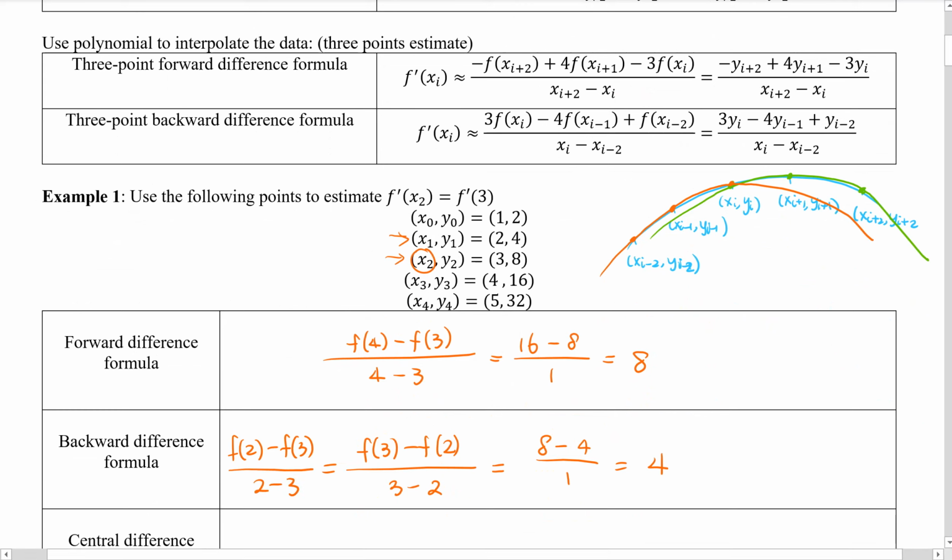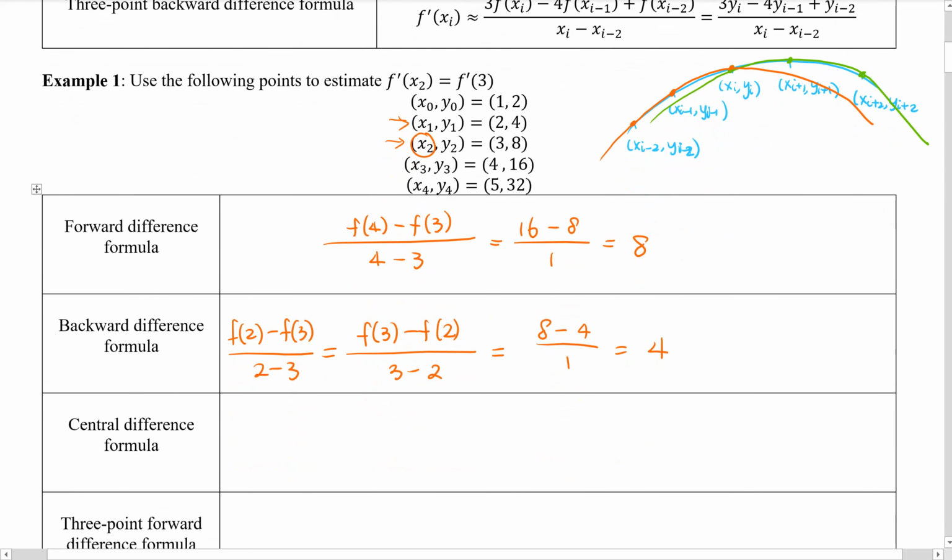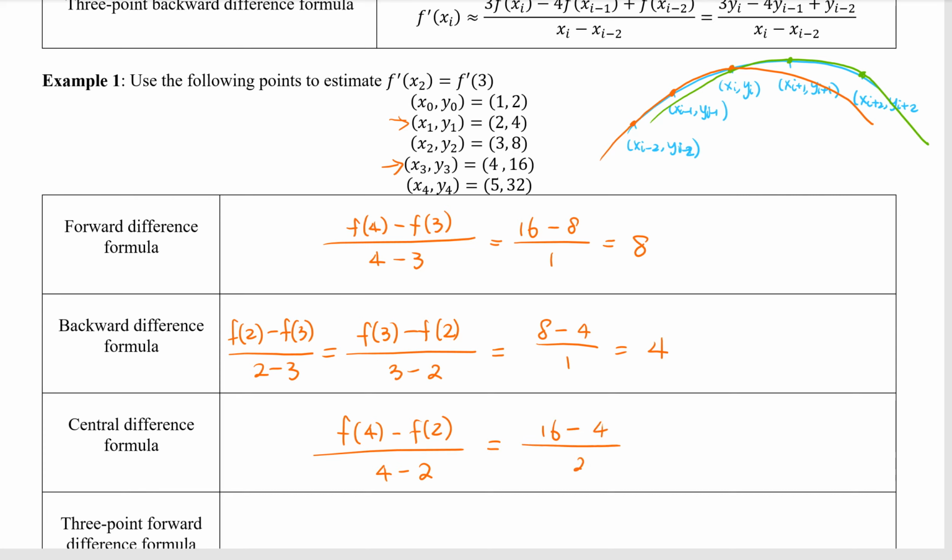Okay, so central difference formula, we use the previous point and the next point. So we have f of 4 minus f of 2 over 4 minus 2. See, change of y over change of x. f of 4 is 16. f of 2 is 4. And 4 minus 2 is 2. So 16 minus 4 is 12. 12 over 2, the answer is 6. So far, so good, everybody?